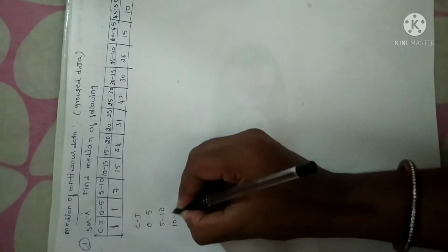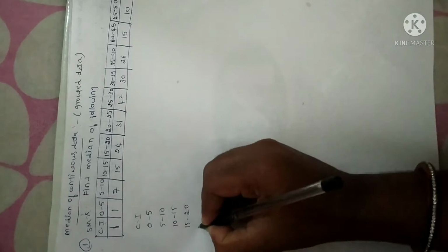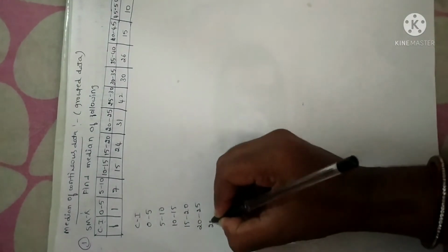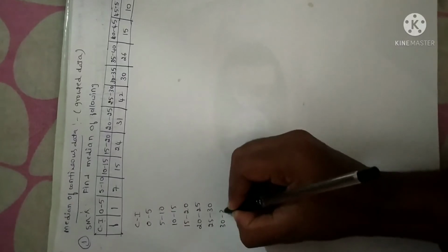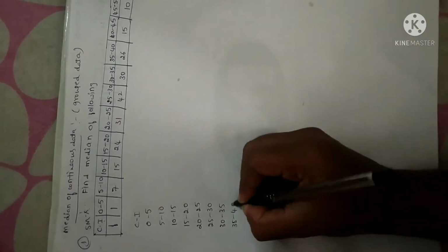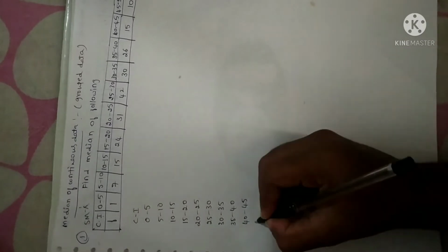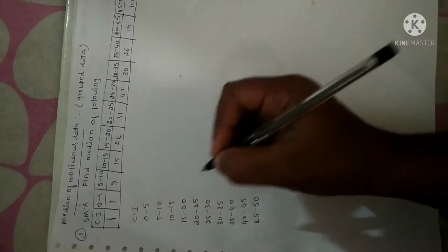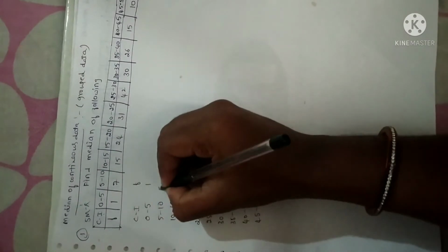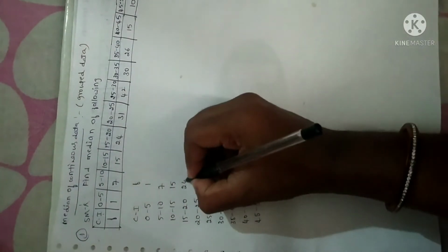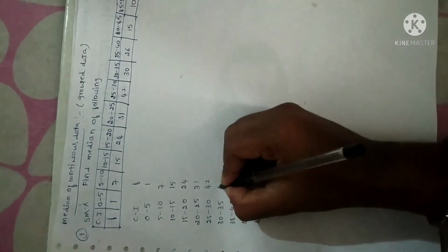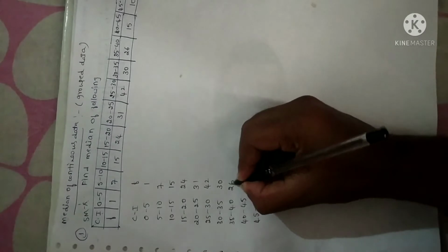So let me solve this. First write down the given data. So class interval is given. Let me write it as 0 to 5, 5 to 10, 10 to 15, 15 to 20, 20 to 25, 25 to 30, 30 to 35, 35 to 40, 40 to 45, 45 to 50. So class interval is given and frequency is also given: 1, 7, 15, 24, 31, 42, 30, 26, 15, 10.